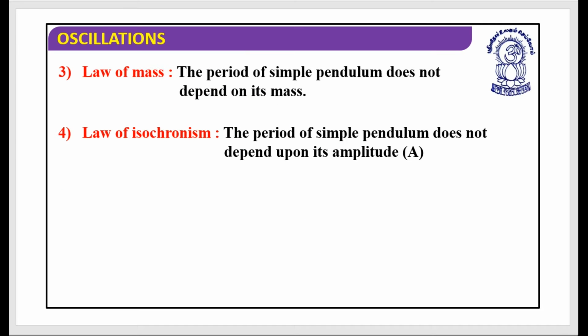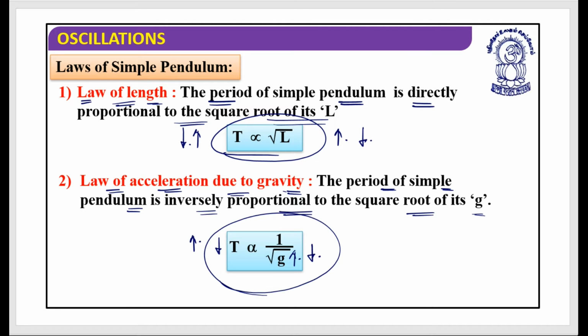Next is the law of mass. It says that the period of a simple pendulum does not depend on its mass. This is the law of mass. And next is the law of isochronism. It means the period of a simple pendulum does not depend upon its amplitude. This is the law of isochronism. I hope this is clear. So these are the four laws with which the simple pendulum deals.